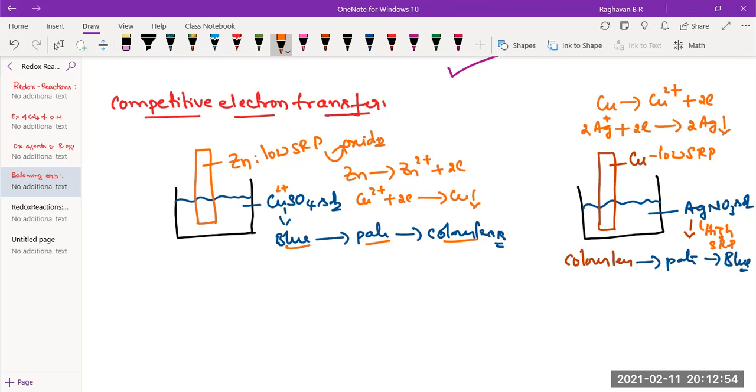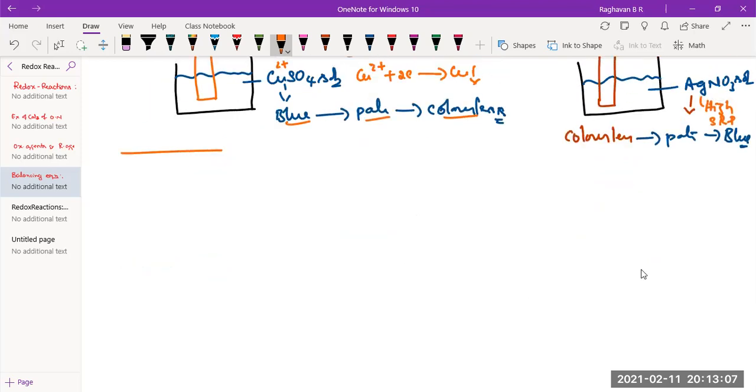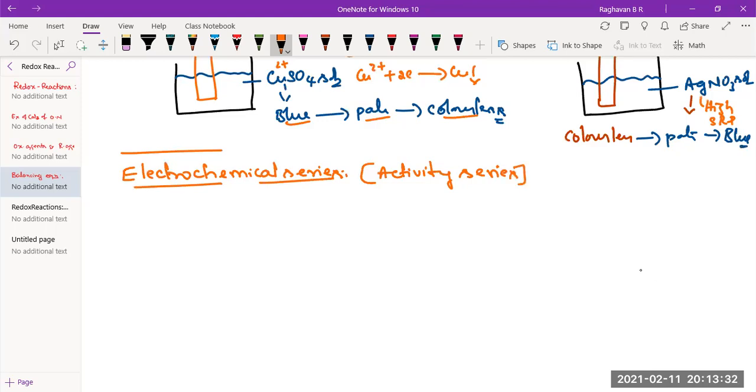So this is what, in the beginning, when people were not knowing much reasons about it, they called it a competitive electron transfer, and indirect oxidation reduction also. Okay, so later the electrochemical series has been introduced. Electrochemical series, when I say that, it is also called activity series. Okay, what is electrochemical series?